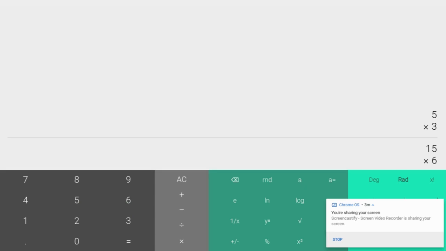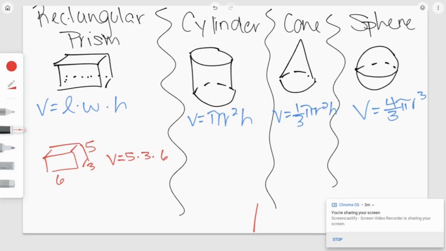And that equals 90. So the volume is 90. Now, I didn't add units, but let me show you what it would look like if there were units. Let's say we were measuring in inches. Then, yes, you multiply 5 times 3 times 6, but you also have inches times inches times inches, which would mean your volume is inches cubed.